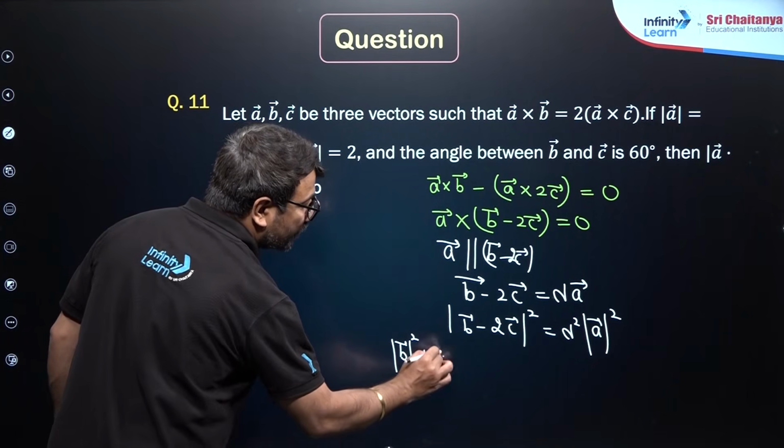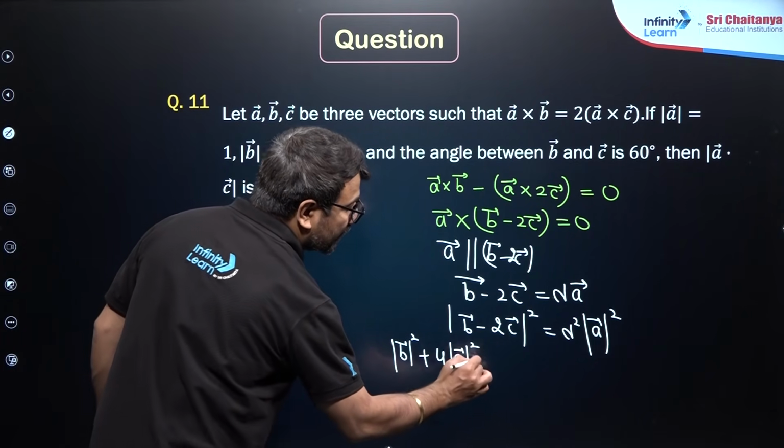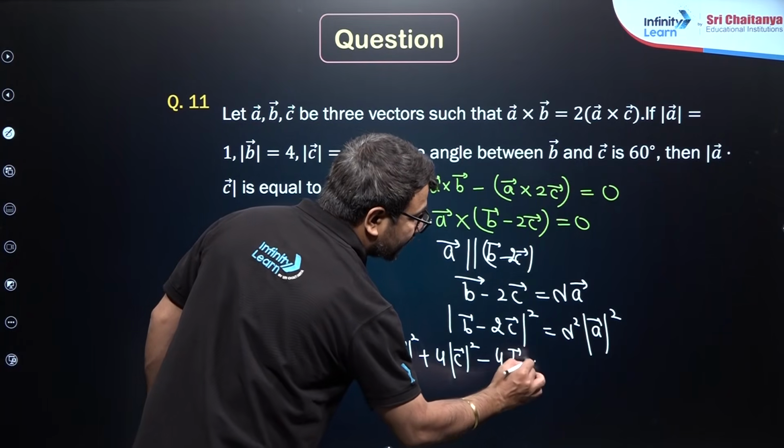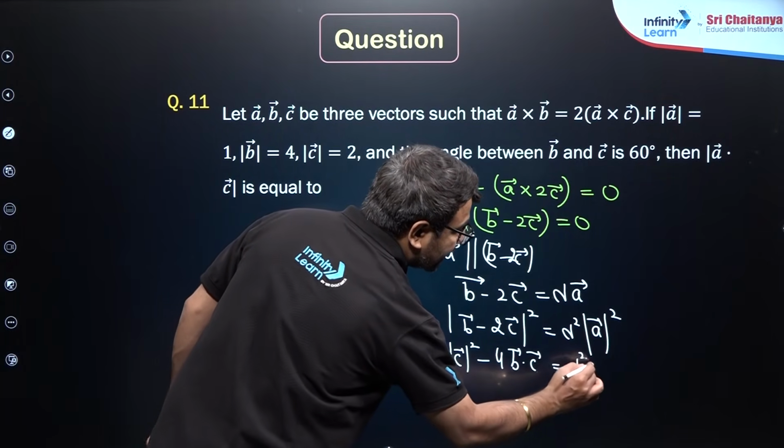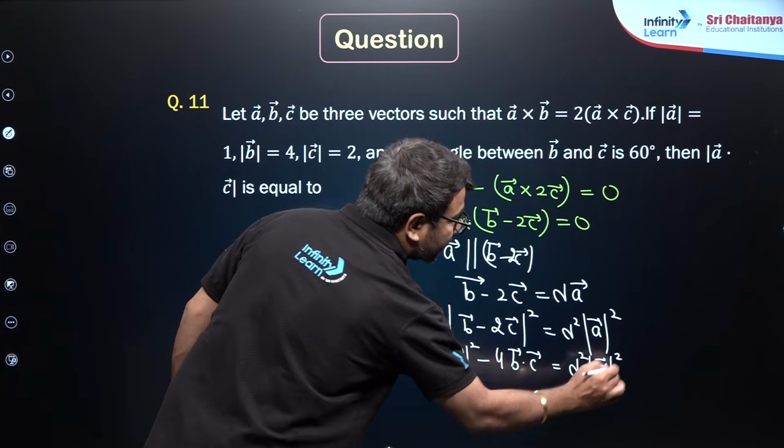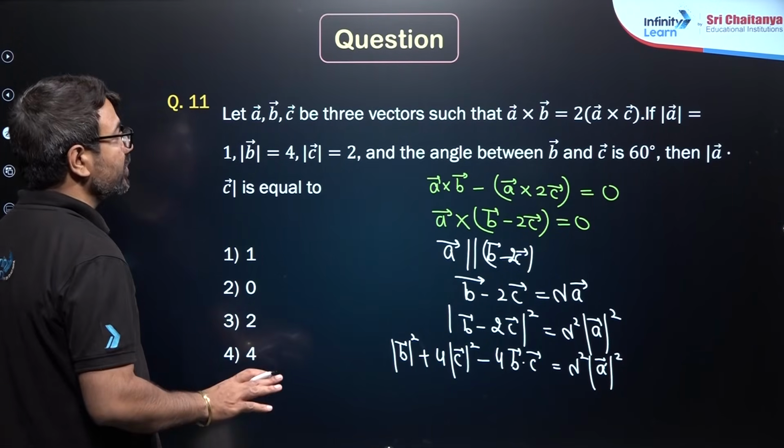Here we are getting 4 times mod C square. Here we are getting 4 times B dot C. Here we are getting lambda square mod A square. Now we just have to substitute the values.